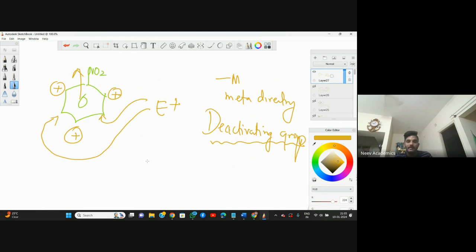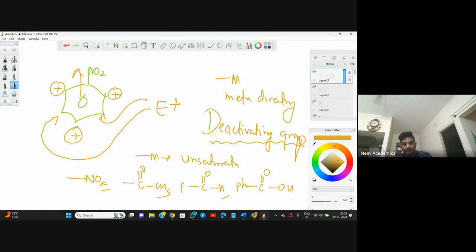So how can we detect a minus M group? By their unsaturation, double bonds. Something like NO2, where an N double bond is there, or something like a C double bond group, such as CN, or even CHO, the aldehyde, or even carboxylic acid. These are attached to the benzene ring.